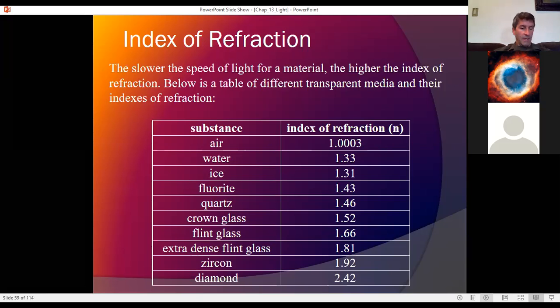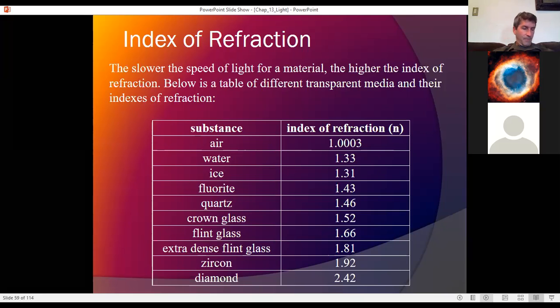Water slows down light a little bit, so its index of refraction is 1.33. Ice is a little less dense, so it's 1.31. So it slows down about a third. Now, glass is a generic term for any amorphous transparent material normally. In some fields of science, glass doesn't even have to be transparent, but we'll consider glass to be optical glass.